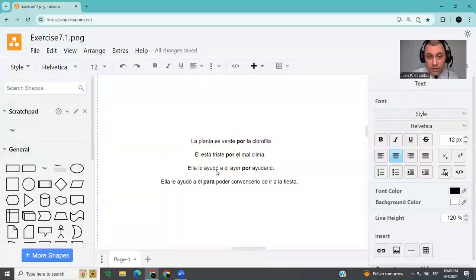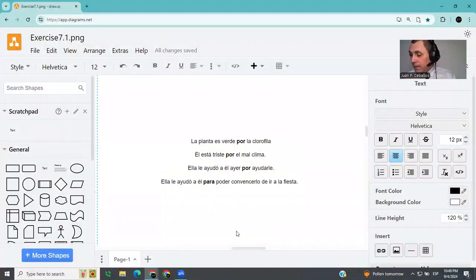This one is, she helped him yesterday for the sake of helping him. For the sake, that means for no reason, just because she wanted to help him. And this one will be, she helped him yesterday in order to convince him to go to the party, for the sake of achieving a purpose. If for the sake of is used to achieve a purpose, then it translates as para.